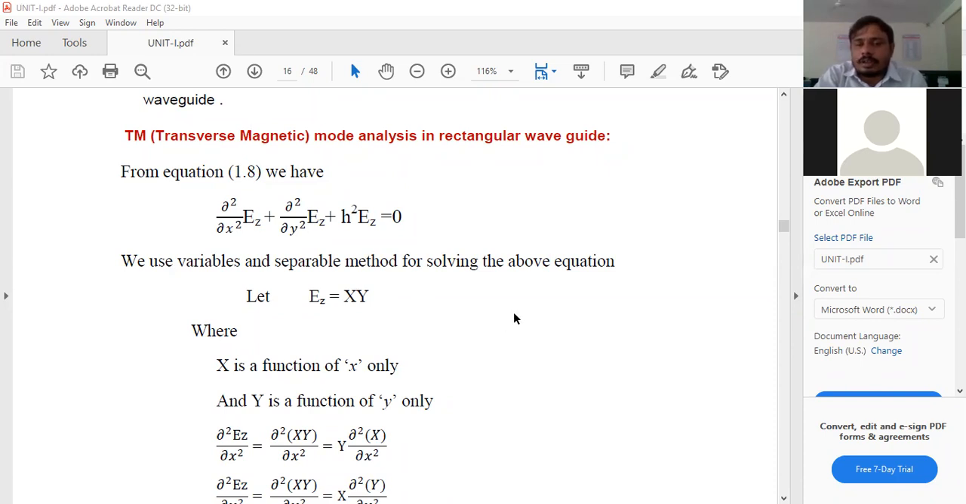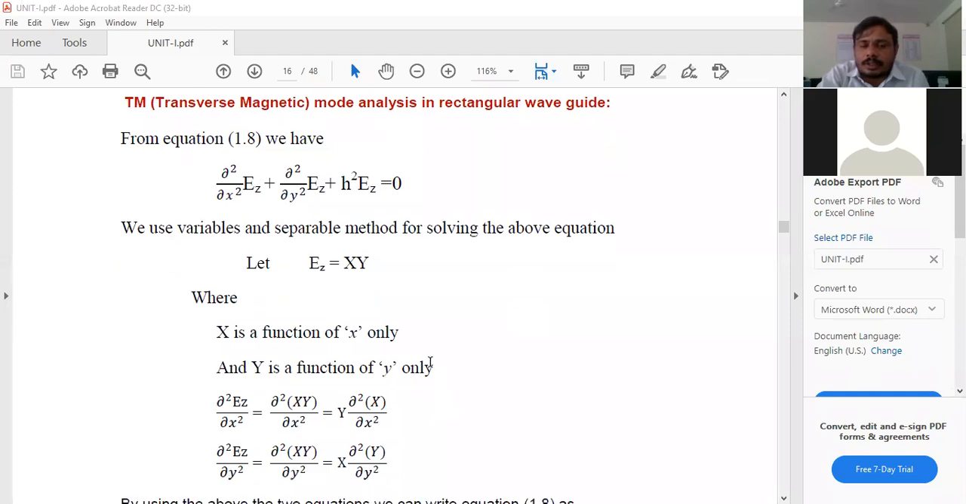So this we can evaluate by using the variables separation method, following the above equation. Let us take Ez is equal to X into Y. Please start writing: Ez is equal to XY, where X is a function of only x and Y is a function of only y.